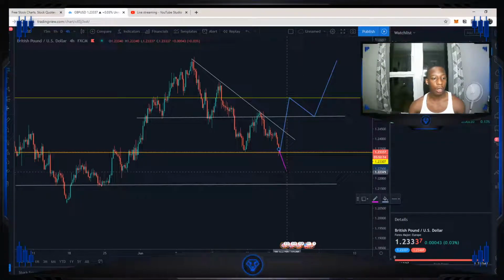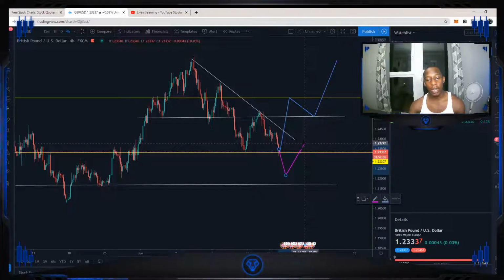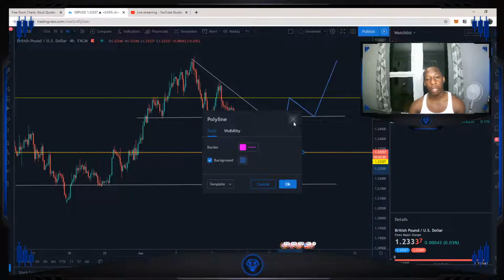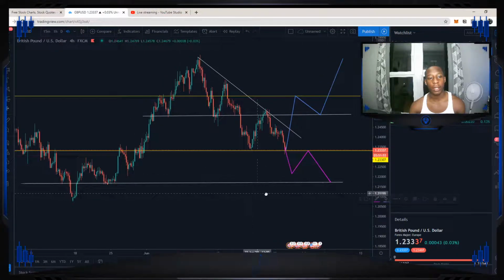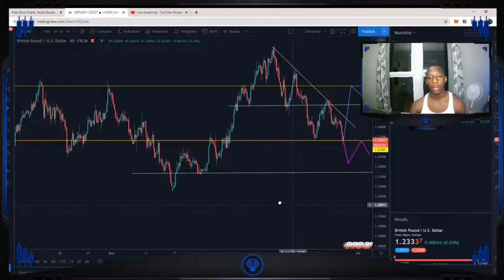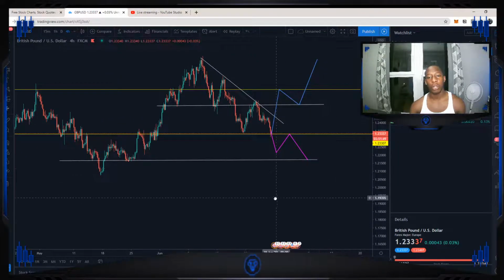Yeah, so it could go to around about this level. On retest of this area right here, it could break slightly higher, but on retest of this level, this is where you'd be looking to take your shorts. So something like that, that's what you'd be looking for.